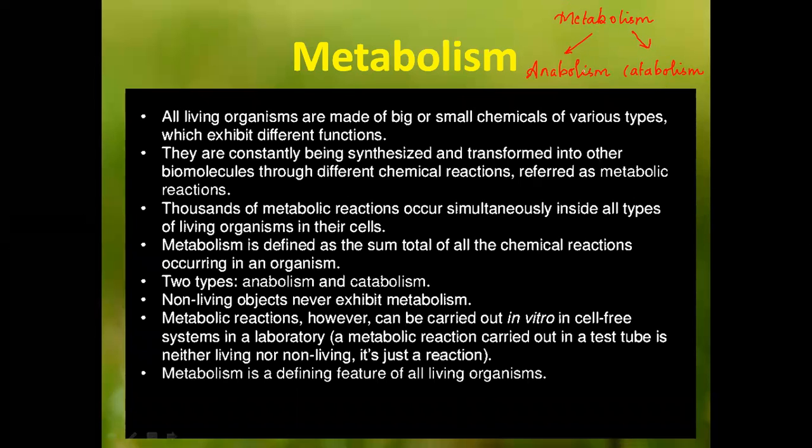We'll know more about what anabolism and catabolism are, but before that, let's have a refreshment. What is metabolism? It is a kind of reaction that takes place in your body. It is the sum total of all the chemical reactions occurring in an organism. Whatever reactions take place in an organism's body come under this. This is nothing but metabolism, and there are two types: anabolism and catabolism.